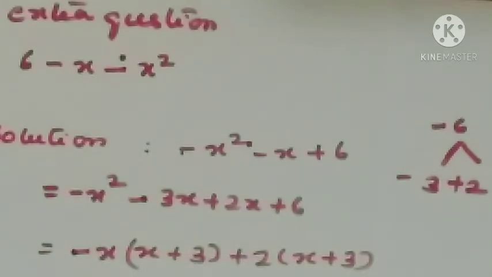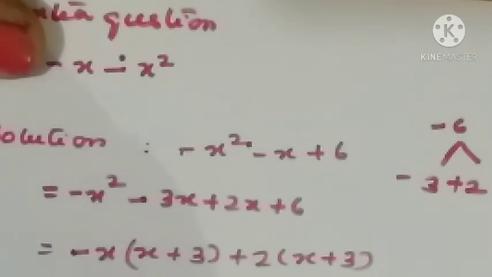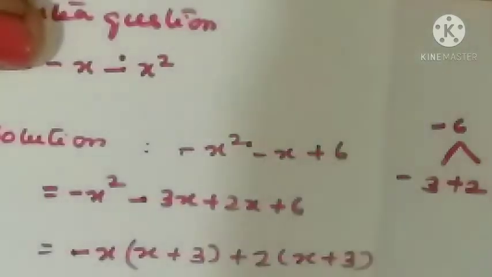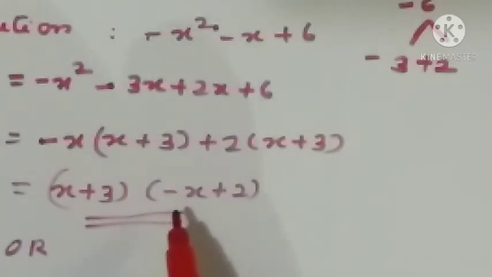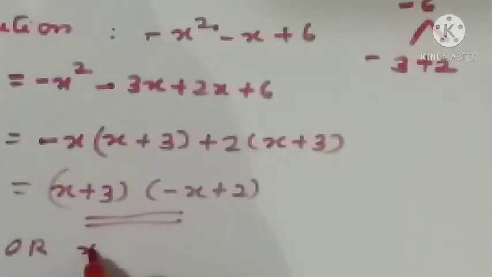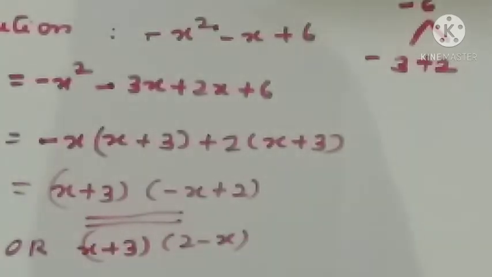Can I write minus x plus 2 like this also? So once again, x plus 3 is the common. I got minus x plus 2. Now minus x plus 2, if we are writing in this way, that is also correct only. What is that? 2 minus x, right?